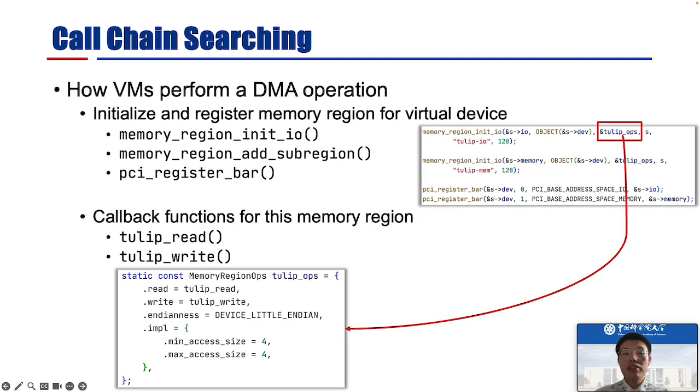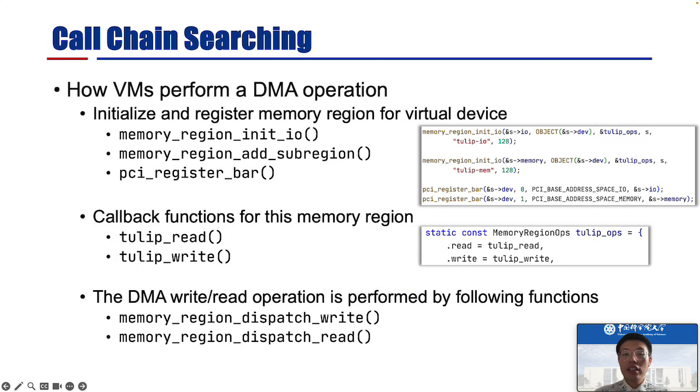During the initialization, the virtual machine binds the callback functions to the corresponding memory region. For example, for the NIC device tulip, the callback functions are tulip read and tulip write. And finally, these callback functions call the API functions of the virtual machine to perform a DMA operation. For QEMU, the corresponding API functions are memory region dispatch write and memory region dispatch read.